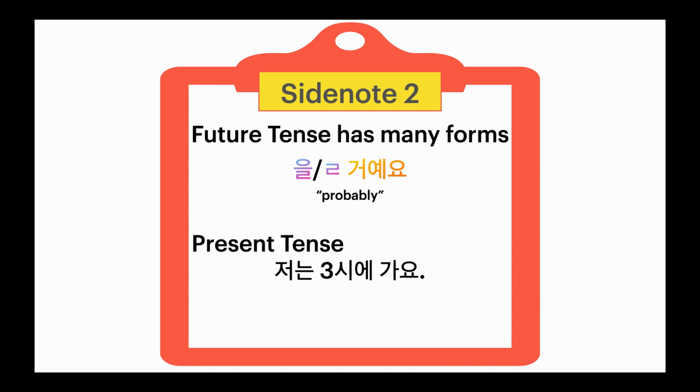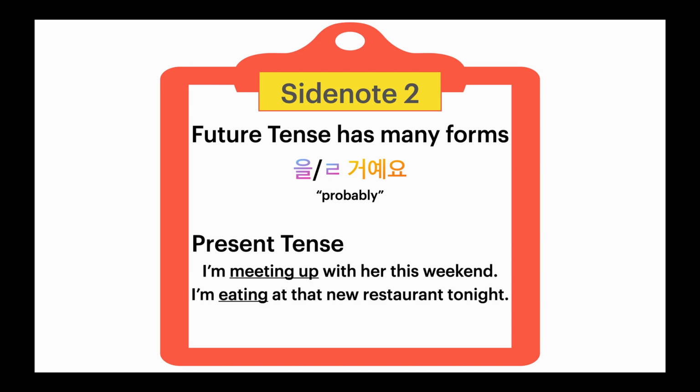For example, 저는 3시에 가요, which literally translates to I go at 3, but would more naturally be said in English as I'm going at 3, which if you notice is the present continuous tense as opposed to future tense. We speak about the future in present tense sometimes too, like I'm meeting up with her this weekend. I'm eating at that new restaurant tonight. So again, just keep this in mind.